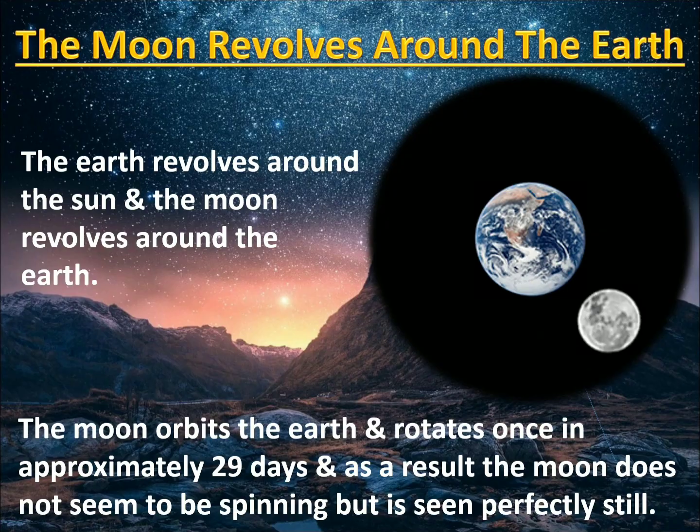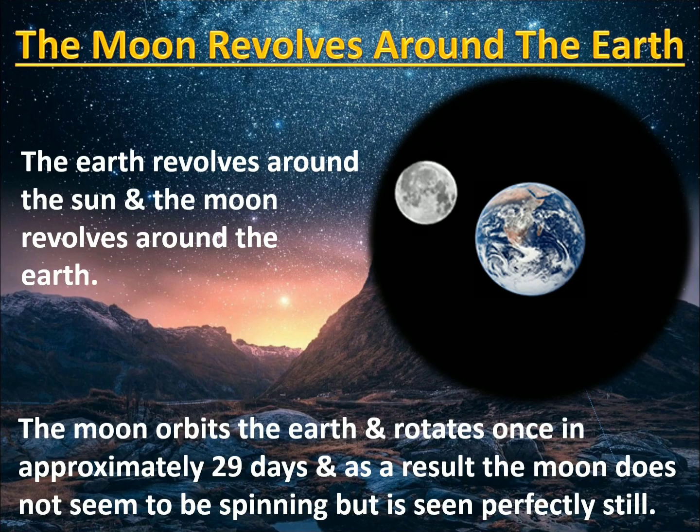The moon revolves around the Earth. Previously we saw this, that the Earth revolves around the Sun. Same way, the moon revolves around the Earth. The moon orbits the Earth and rotates once in 29 days. How many days? It takes approximately 29 days for the moon to rotate once on its axis.